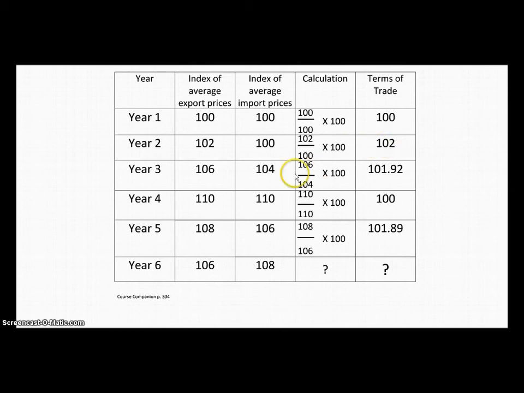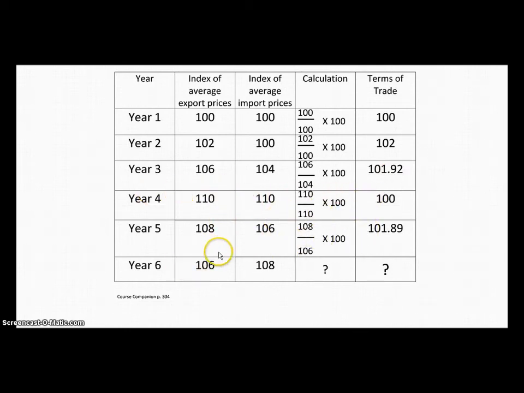In the next year, again, you take the index from the current year. In this case, it's gone from 100 to 104, and the index from the current year is 106, and we divide 106 by 104. Here we see that while the terms of trade is still greater than 100, in this case it's worse than the previous, so the terms of trade have in fact deteriorated. Anyway, in that fashion we go on all the way through here.